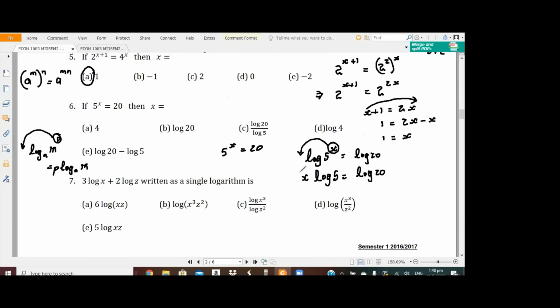So I want to solve for x now, right? So that means I have to get rid of the log 5. I'm multiplying by log 5, so to get rid of it, I have to divide. So divide both sides by log 5 now. This cancels, and I get that x is equal to log 20 over log 5. And so here, the answer is actually C, as in cat.